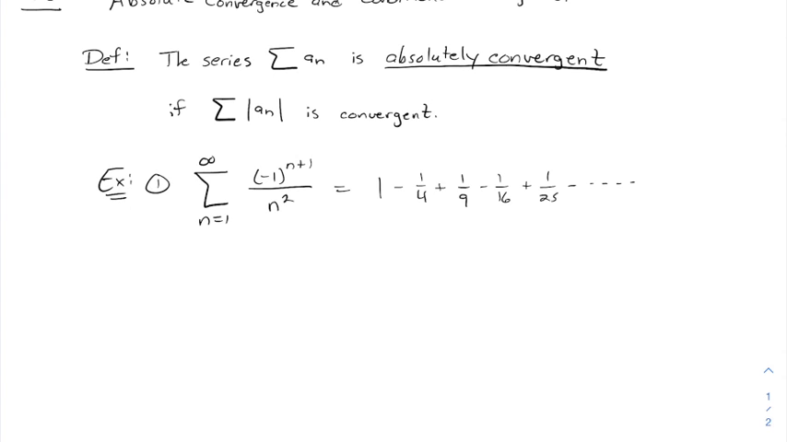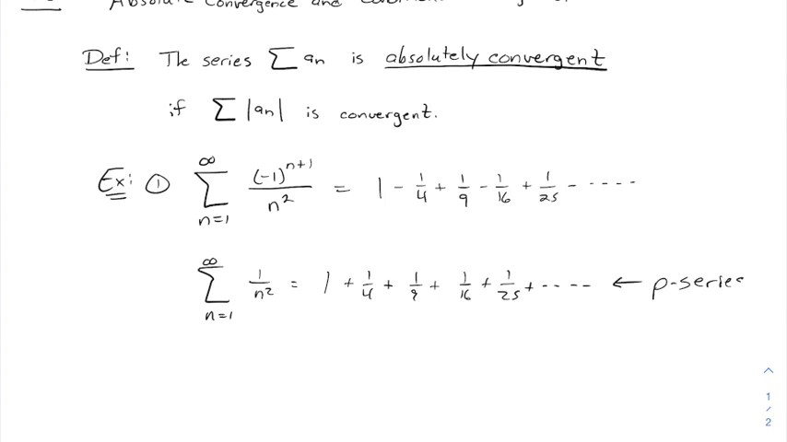So if we take the absolute value of these terms, what we've got is just 1 over n squared. And this series, of course, is a p-series. P is 2, and so this series converges. That tells us that the original series up here is absolutely convergent.